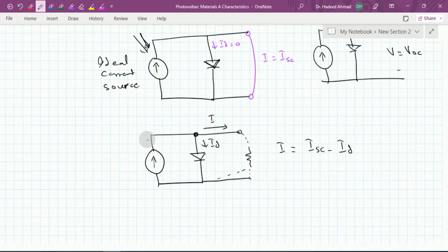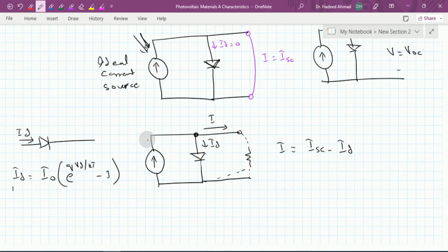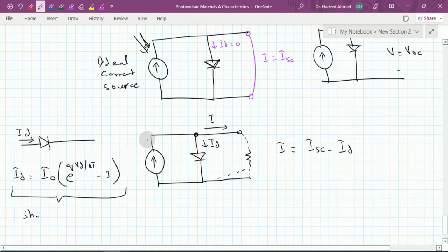The Shockley diode equation says that for any given diode, the current ID is equal to I naught times e raised to the power qVd by kT, minus 1, and this equation is known as the Shockley diode equation.